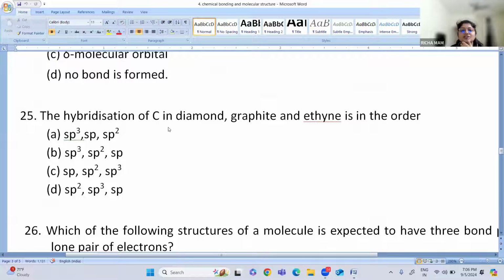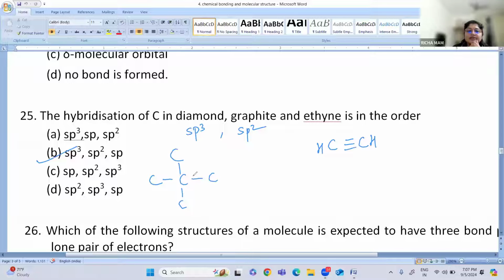The hybridization of carbon in diamond, graphite, and ethine is in the order. So what is the hybridization of carbon in diamond? In diamond, it is sp3. In graphite, it is sp2. And what about ethine? Ethine is sp. What do you mean by sp3? sp3 means all the carbon atoms are joined by single bonds. So this carbon is sp3 carbon, because it is joined to other carbons by single bond.